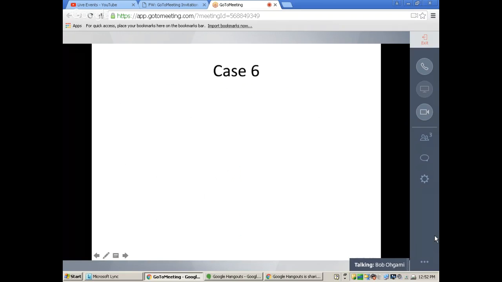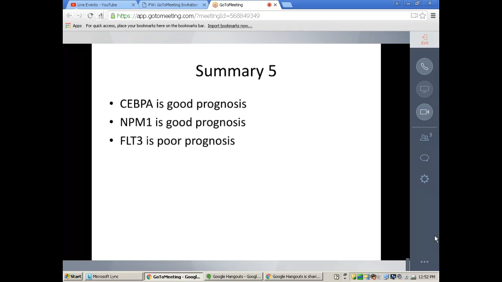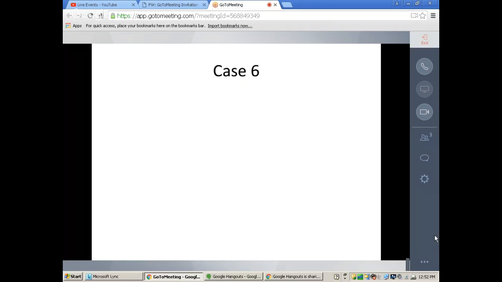FLT3, though, just to mention this now, does not define a category of AML. So you don't say the subcategory of this is an acute myeloid leukemia with a FLT3 mutation. It's not a WHO-defined subcategory. It does mean this patient will do poorly in general.